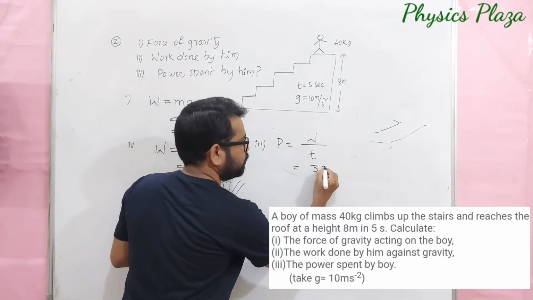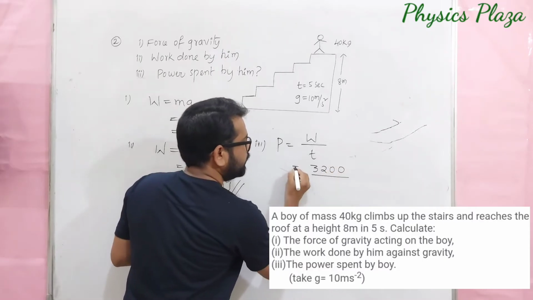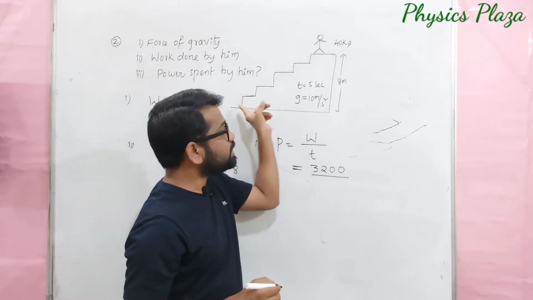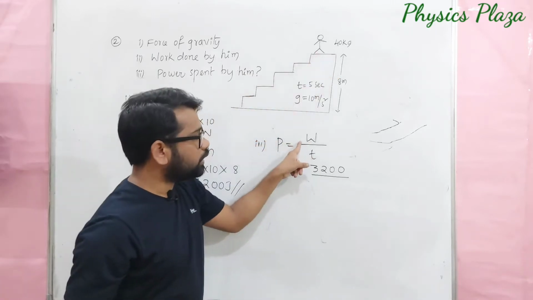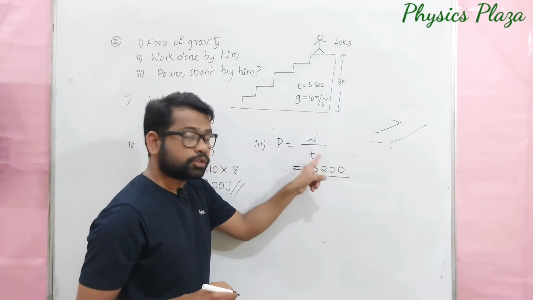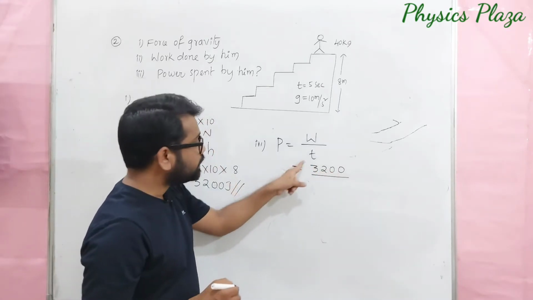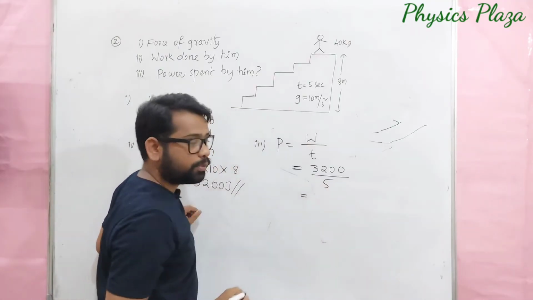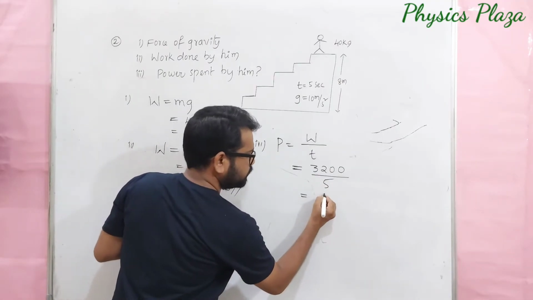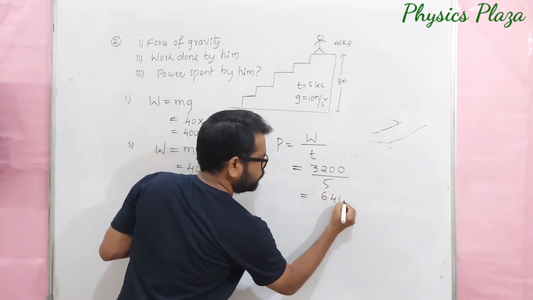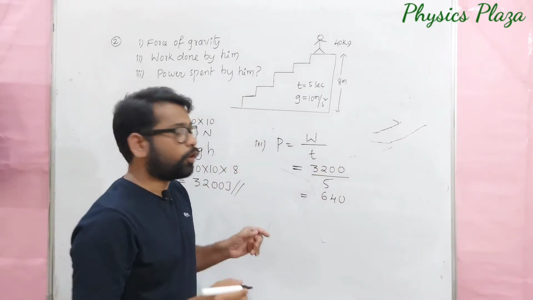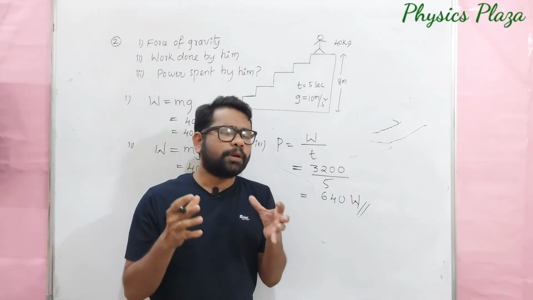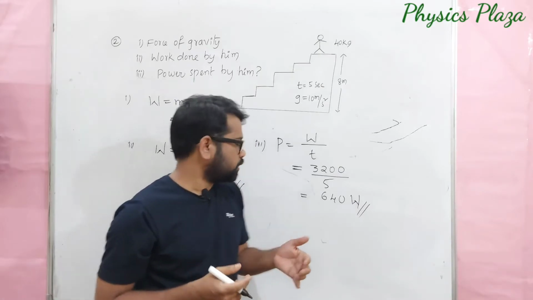That is 3200 joules by time, which is given as 5 seconds. In 5 seconds, the boy is reaching here. So the work done is 3200 joules only. Time is 5 seconds. Let us calculate here. Substitute here, so it will be 640 watts. 640 watts is the power spent by the boy. Come on children, copy it.